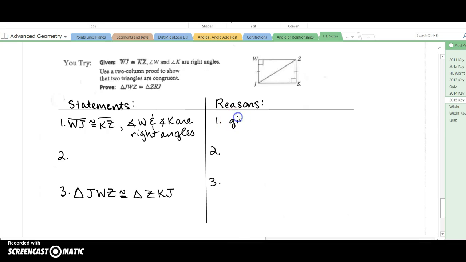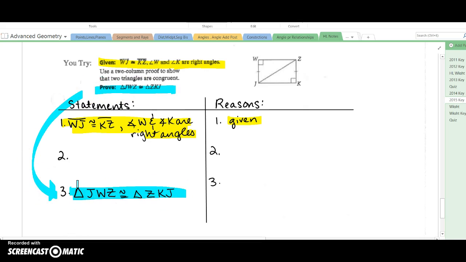Okay, we are back, and just as before, you will recall that the given statement I filled in as my very first statement, and that it is given, and that my prove statement is down here as my last statement on the left-hand side. As I go through asking myself those same questions, do I have arrows? Do I have parallel lines? I do not. Do I have vertical angles? No, I do not. Do I have a common side? Yes, again, I have a common side.